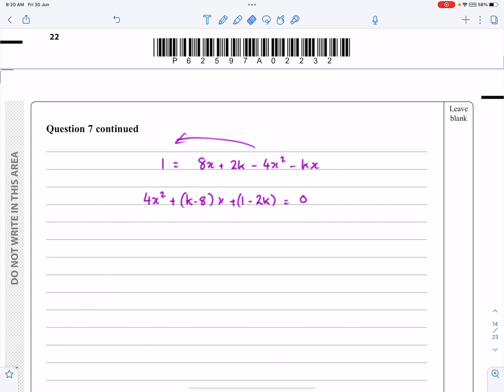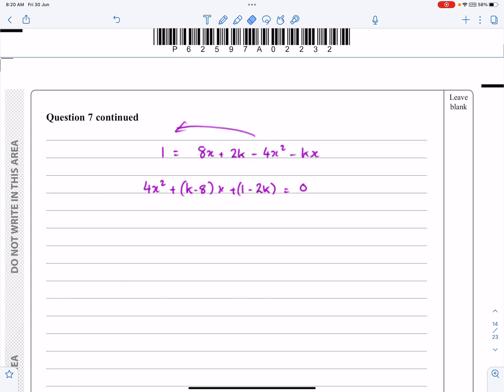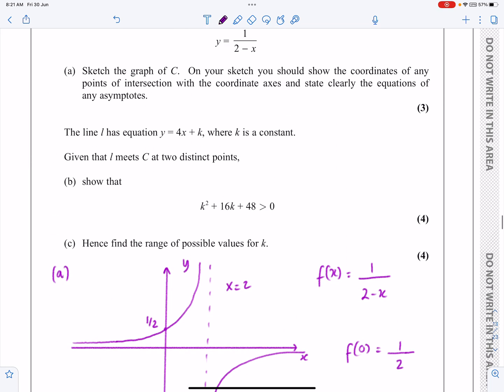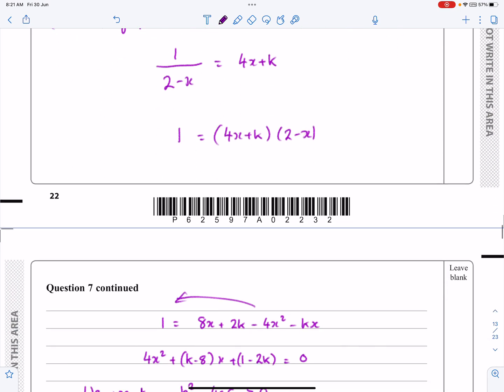at risk of repeating myself, what I now want to do is to say the only time this works to give me two solutions, two distinct solutions, two different solutions, is if b squared minus 4ac is greater than 0. So I'm going to tell the examiner that I understand what I'm doing here. We want b squared minus 4ac to be greater than 0. What's really helpful is all the way back up here, I know what I'm trying to head towards. Okay, I'm hopefully going to get that.